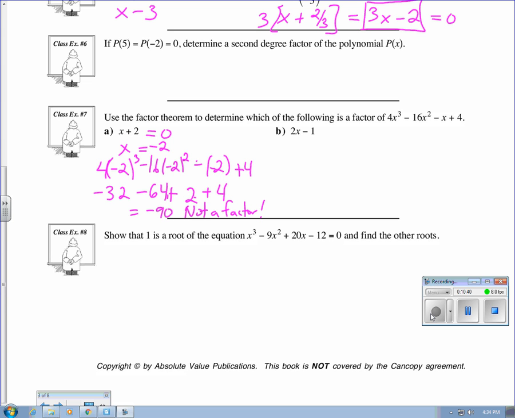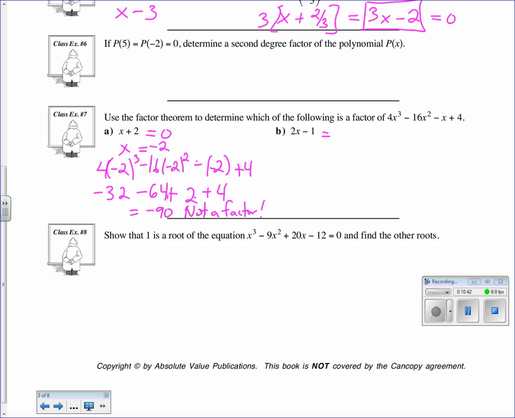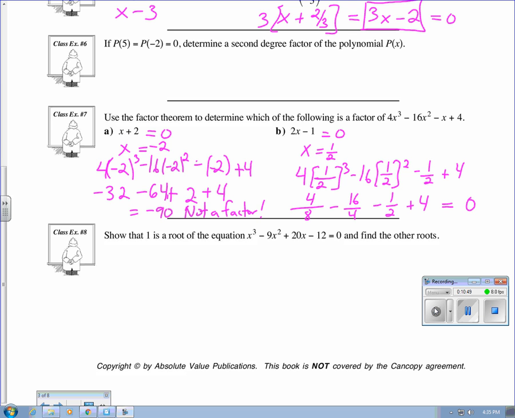Now I get to plug in the potential root, which is x equals a half. Plug and play that. I see lots of canceling happening for my statement here. 4 over 8 as the first term is a half, which cancels off with my negative half. 16 over 4, which is a negative first, cancels off with my plus 4, so that's a 0.